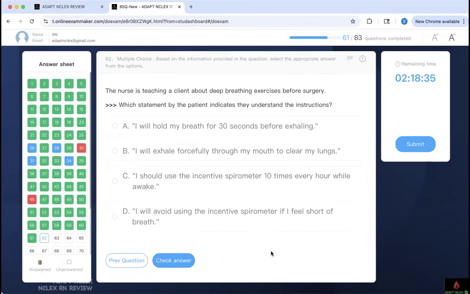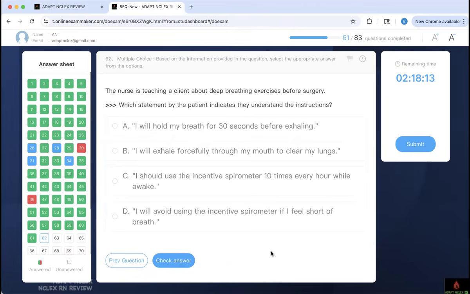And next is teaching a client about deep breathing exercise after surgery. Which statement indicates they understand the instruction? I will hold my breath for 30 seconds before exhaling. I will exhale forcefully through my mouth to clear my lungs. I should use the incentive spirometer 10 times every hour while awake. I will avoid using the incentive spirometer if I feel short of breath.